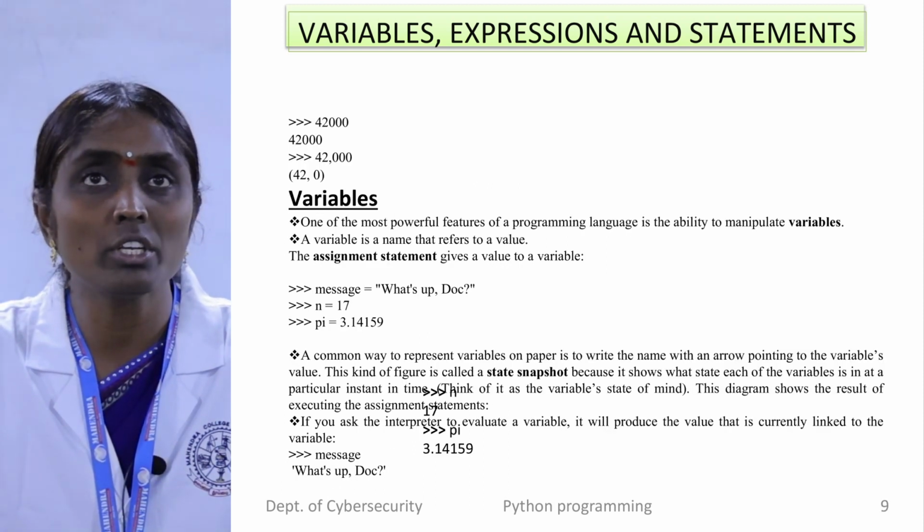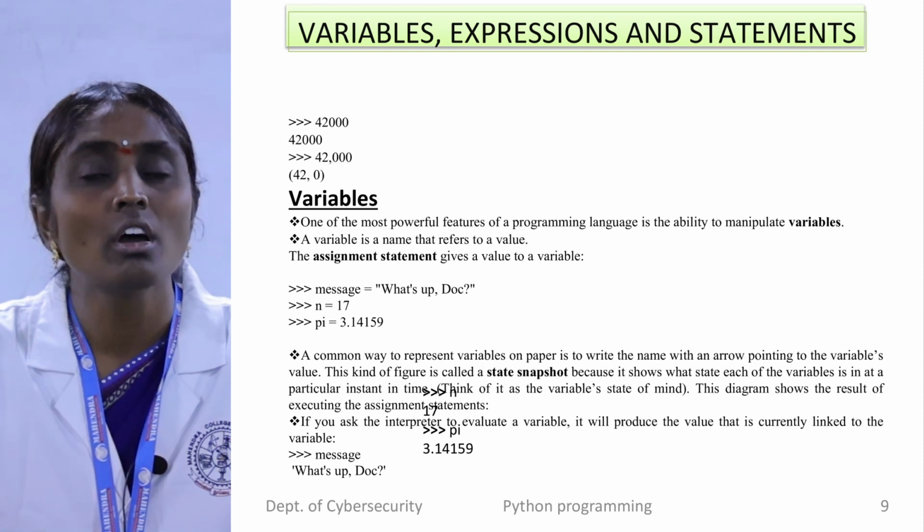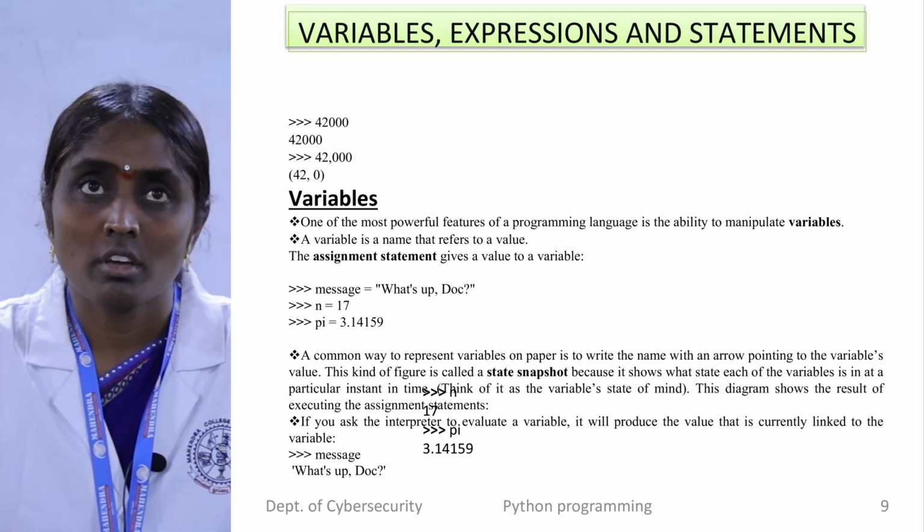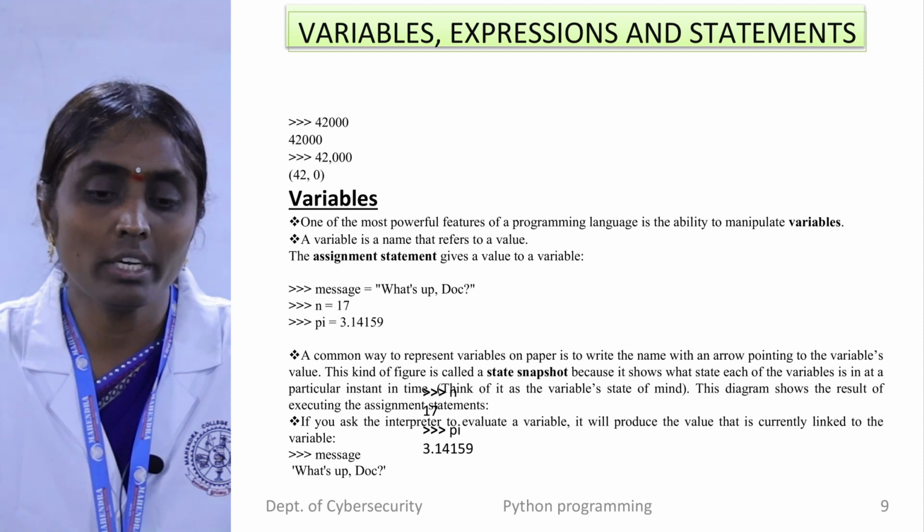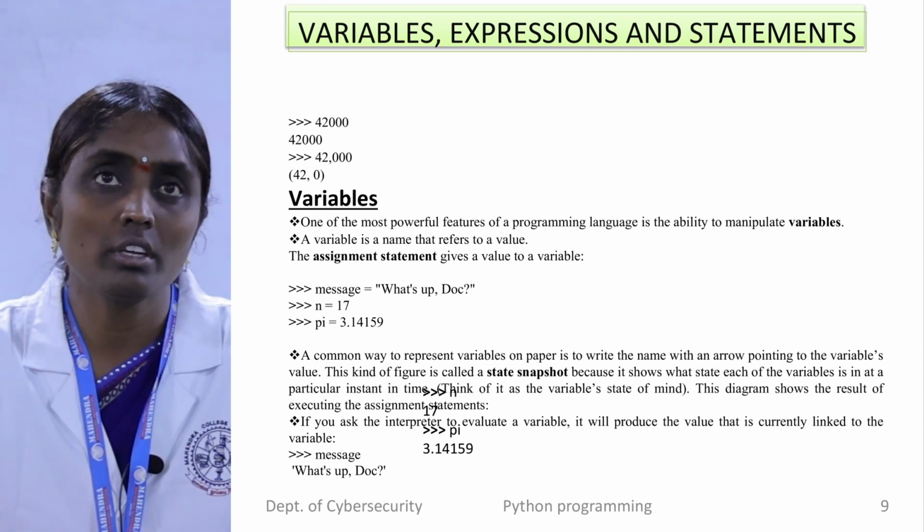So next, variables. A variable is a data name. It is used to store data values. Variable means it is a data name, and it is used to store the data values.